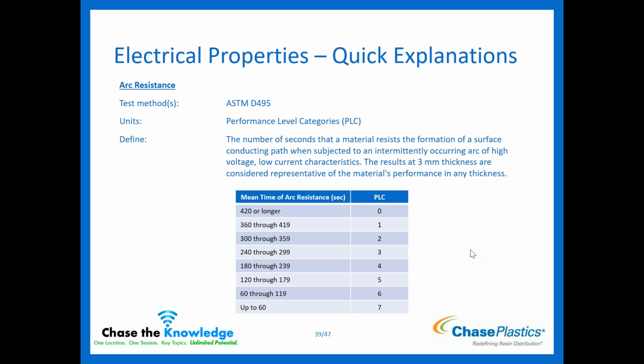So if you're looking for a value of 1 and the material that is being suggested or looked at has a value of 0, it means it performs better than what you're looking for specifically.